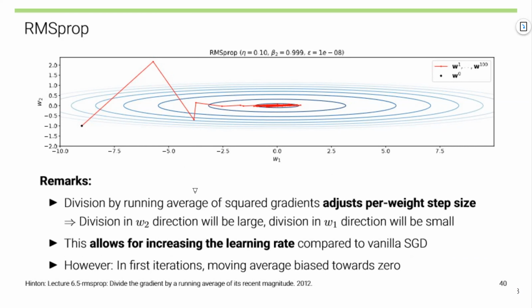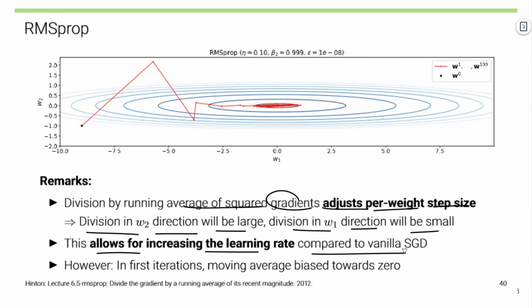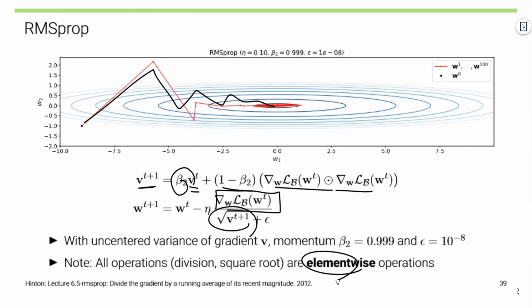Division by the running average of squared gradient adjusts the per-weight step size. Division in the W2 direction will be large, and division in the W1 direction will be small. This allows for increasing the learning rate compared to vanilla SGD. However, in the first iterations, the moving average is biased towards 0 because this value is initialized at 0. And because we are taking a weighted average, we are biased toward 0 at the first iterations.